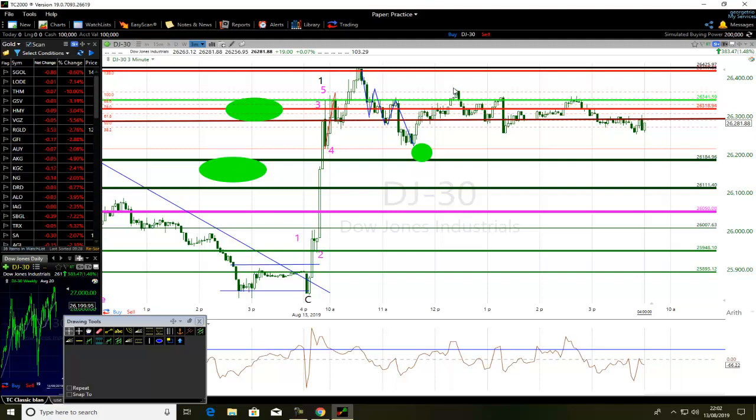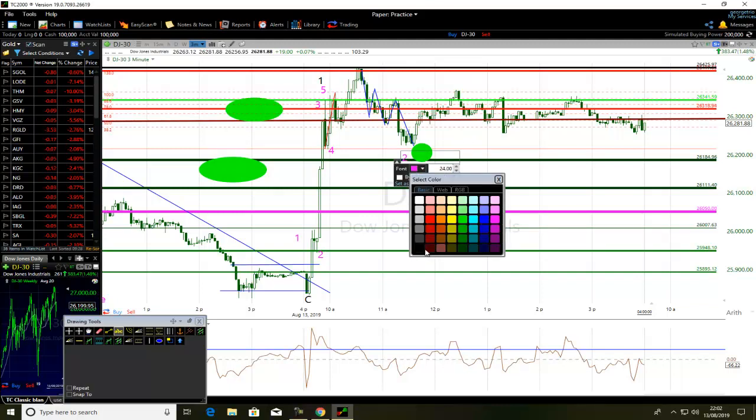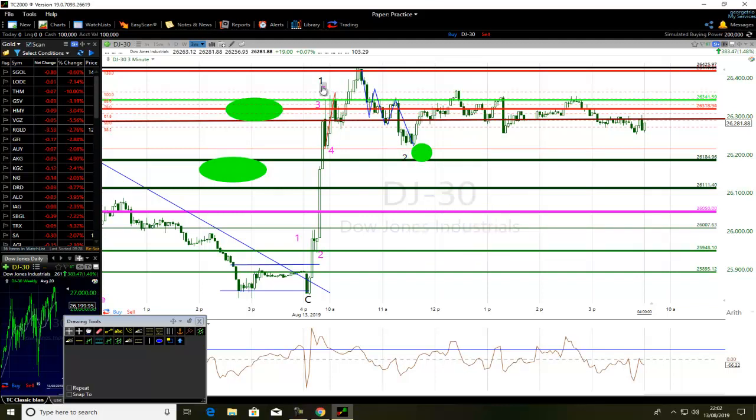So for them, the flat correction has ended, and they will put here second wave of a higher degree, yes or no? That's what they will put there, but not in pink, it will be in black, because the higher degree will be 2. So 1, 2, 3, 4, 5 become 1, and then this move down will become 2, second wave of a higher degree. And those Elliott wave traders will be looking for an opportunity to buy, and this is what they did here.